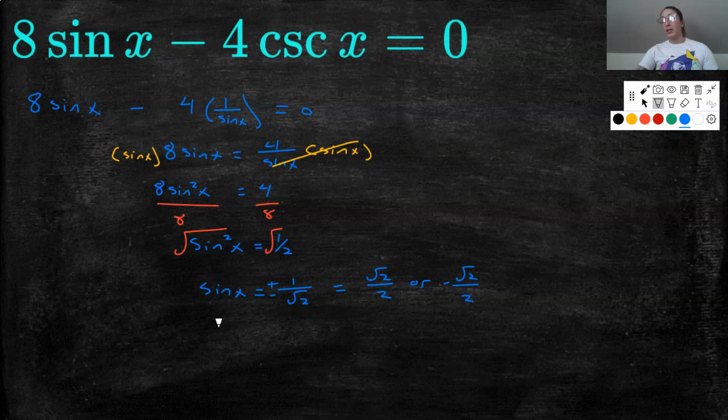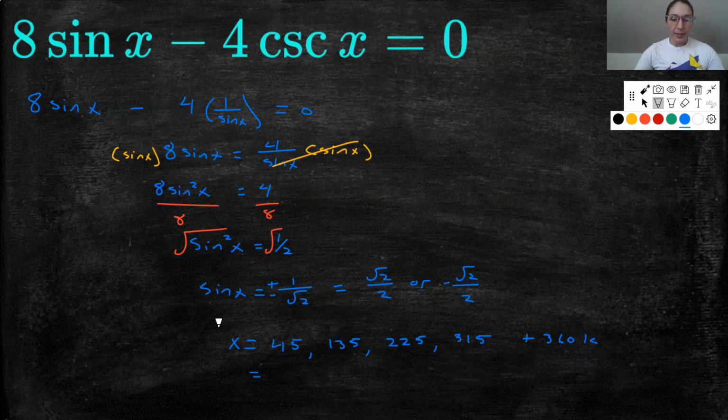Again, when you square root something, remember you get the positive and negative version. So the question is, where does sine of x equal either positive root 2 over 2 or negative root 2 over 2? Well, that's at every single 45 degrees. So that's going to be 45. That's going to be 135. That's going to be 225. Or that's going to be 315. And all of these, of course, get the plus 360.